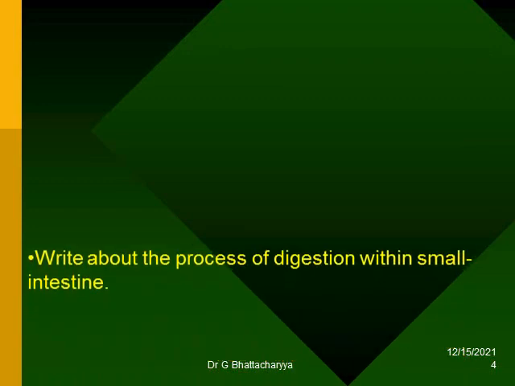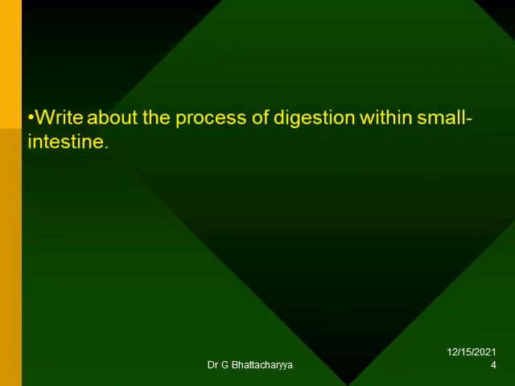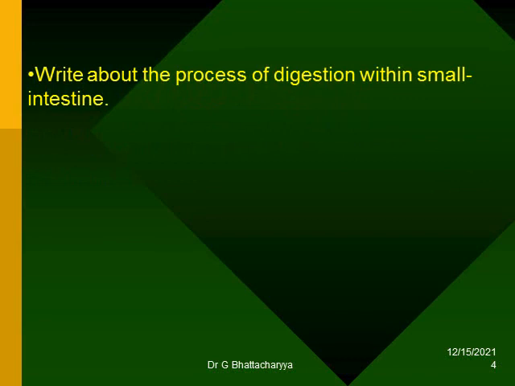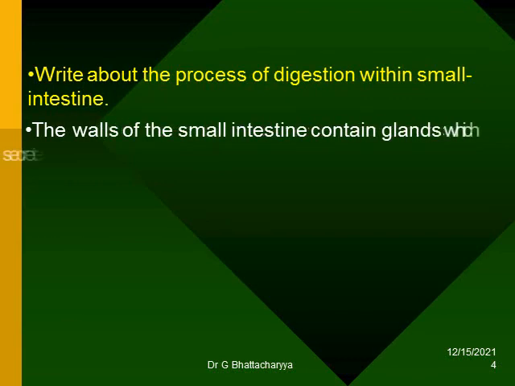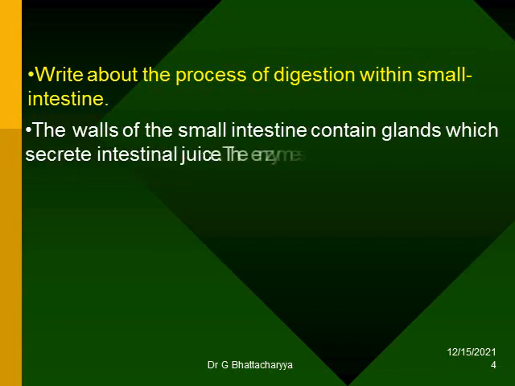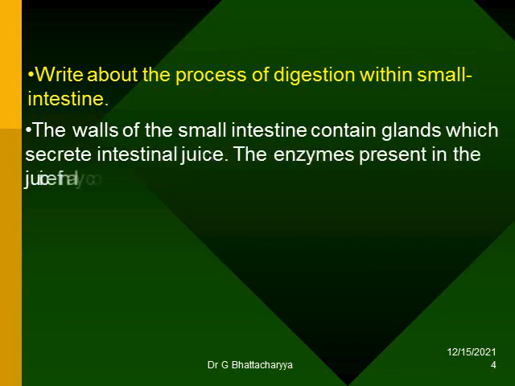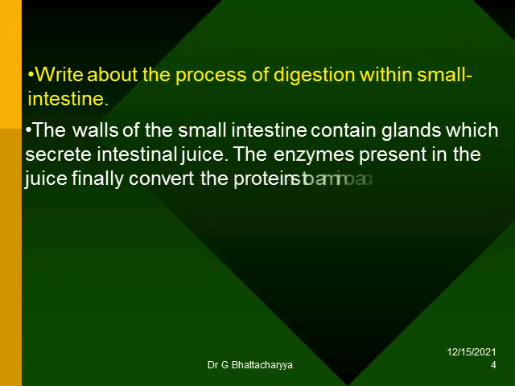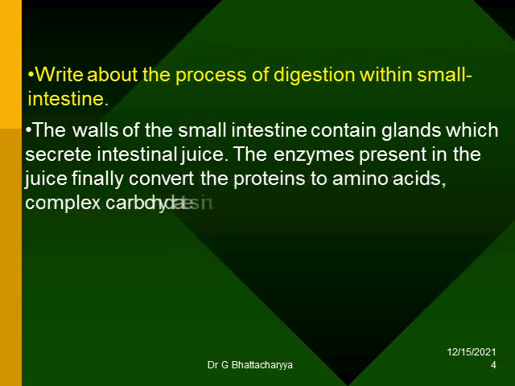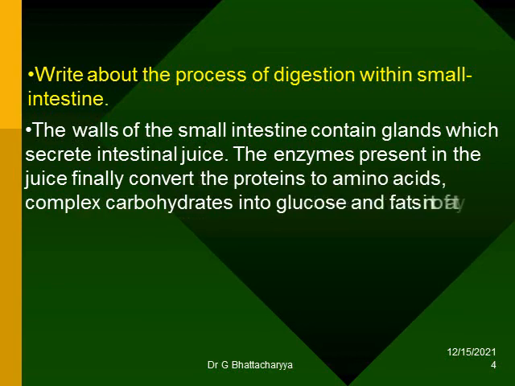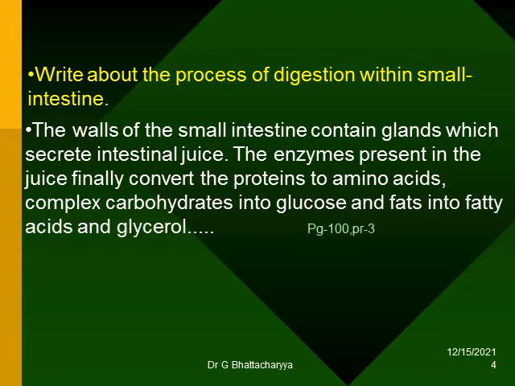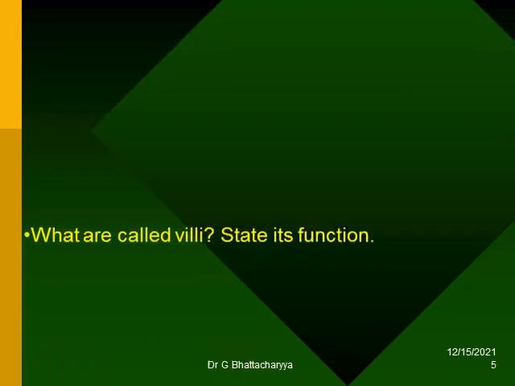Write about the process of digestion within the small intestine. The walls of the small intestine contain glands which secrete intestinal juice. The enzymes present in the juice finally convert the proteins to amino acids, complex carbohydrates into glucose, and fats into fatty acids and glycerol.